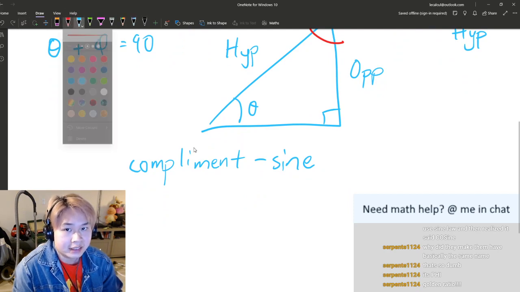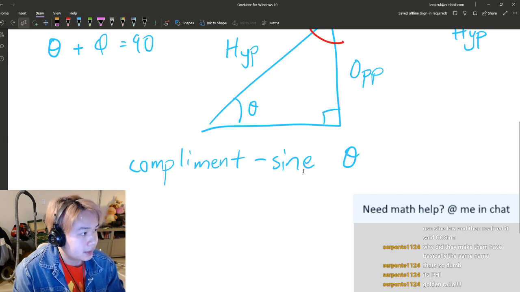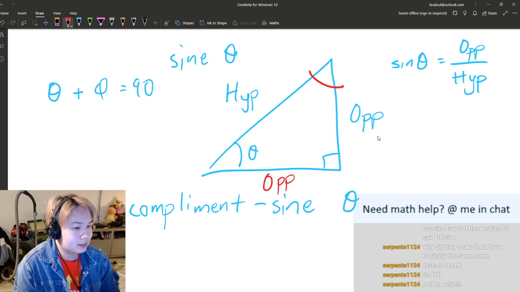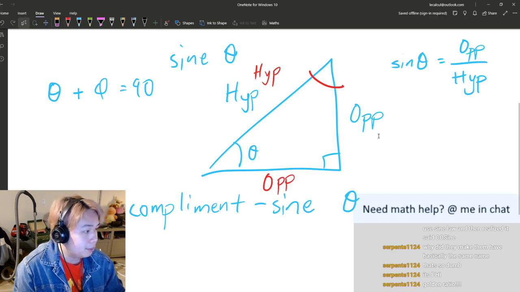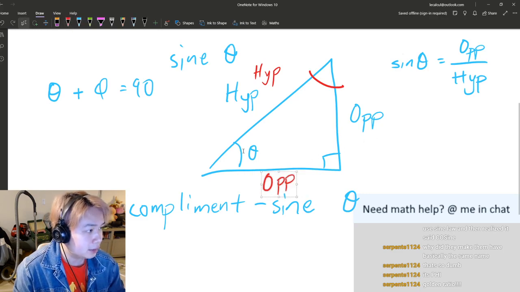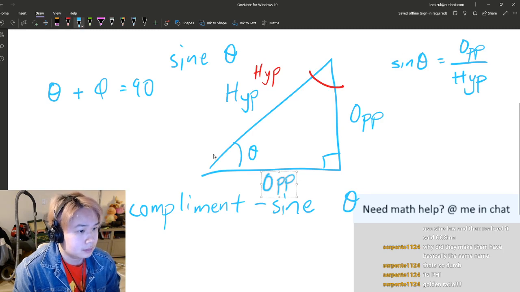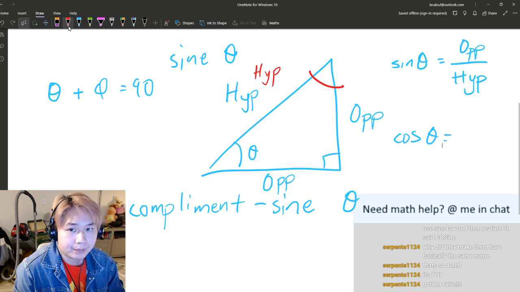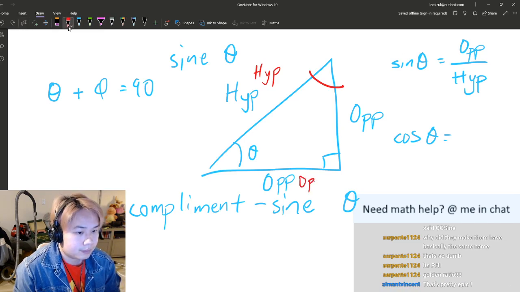So what this is saying is the cosine of theta means you take the sine of the complement. In other words, you're taking this opposite over this hypotenuse. But then, according to naming using theta, this is the adjacent. But that's why it's called cosine. A little history for y'all. So cosine theta is actually this bottom side over this.